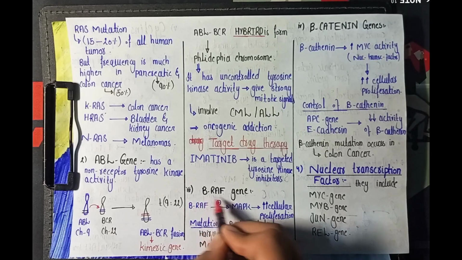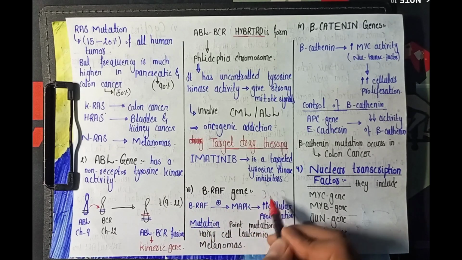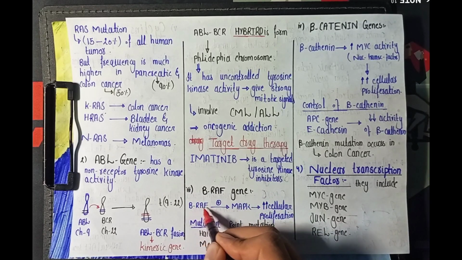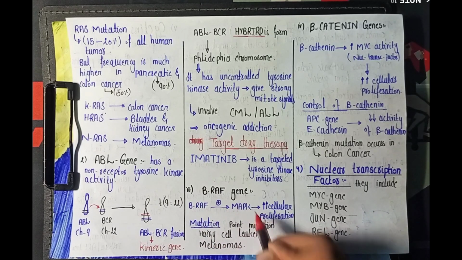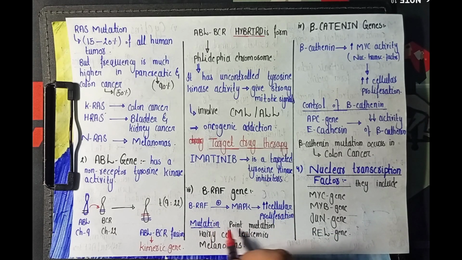The third one is the BRAF gene mutation. It is a signal transducer gene, and when this gene expresses, it causes activation of the mitogen activated protein kinase pathway, which causes normal cellular proliferation. But if a point mutation occurs in the BRAF gene, it will cause overactivation of this mitogen activated kinase pathway, and hence will lead toward overproliferation and neoplastic growth. And this BRAF gene mutation is found in hairy cell leukemia and various melanomas.